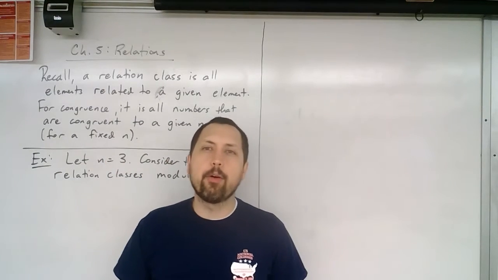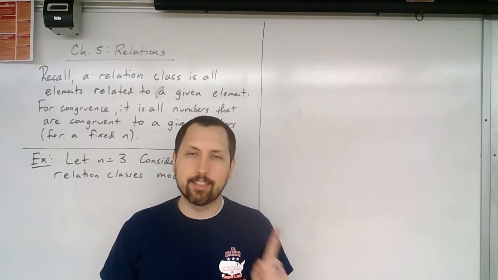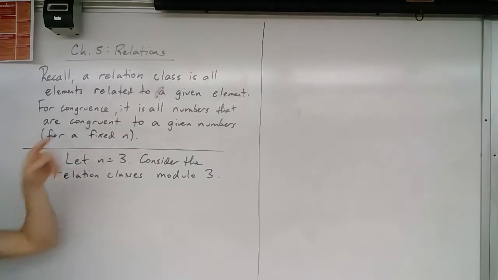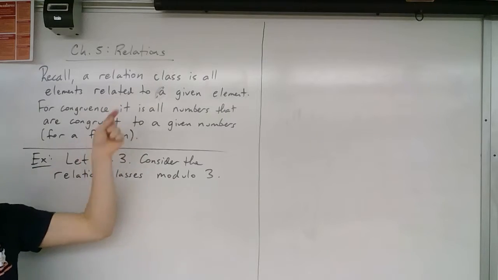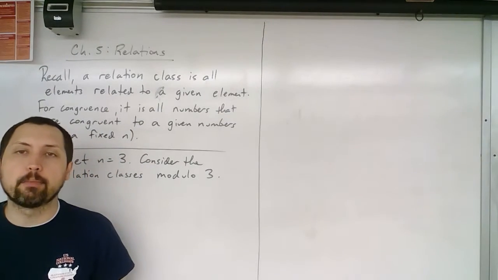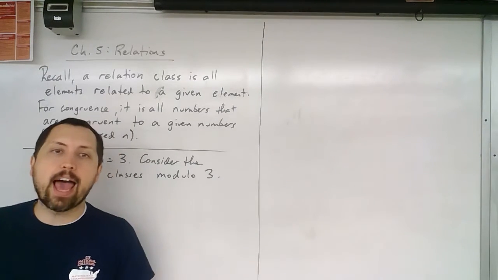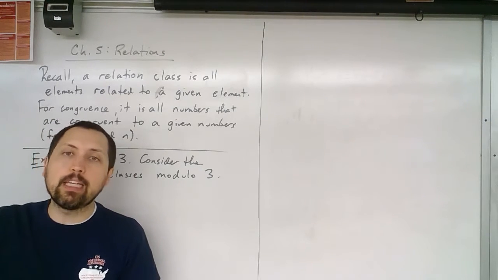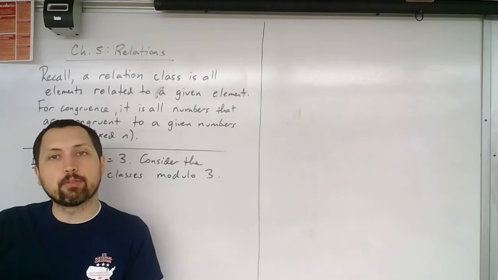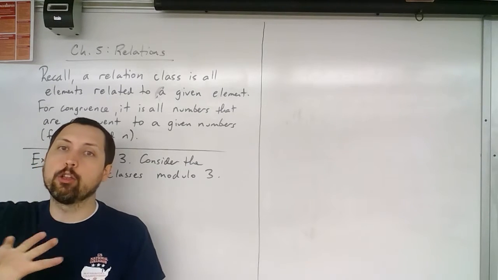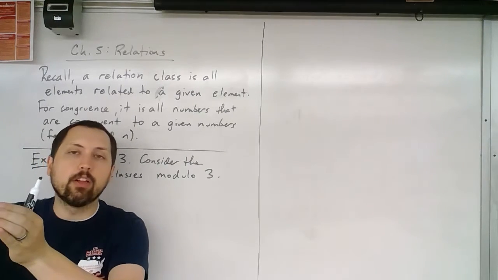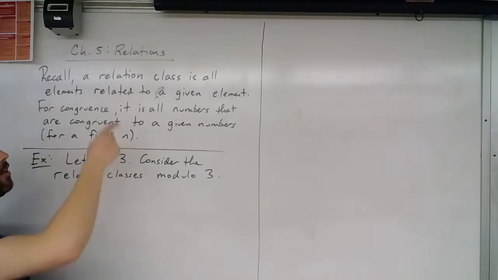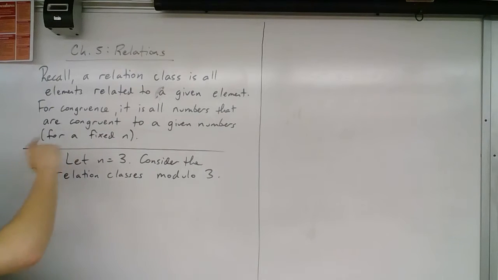Okay, so let's now go back to looking at relation classes and how that ties to congruences. Let's recall that a relation class is all of the elements related to a given element. When we looked at examples in the past, for instance the relation A is less than B, all of the elements related to A were all of those that were larger, so we had that interval of everything larger than it. So we'd like to understand relation classes now in regards to congruences.